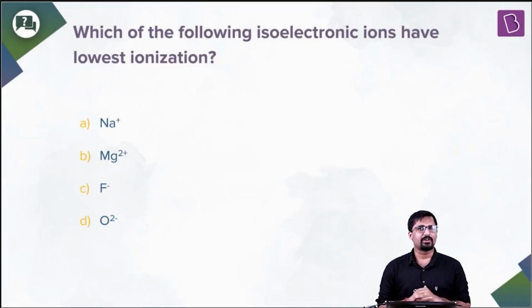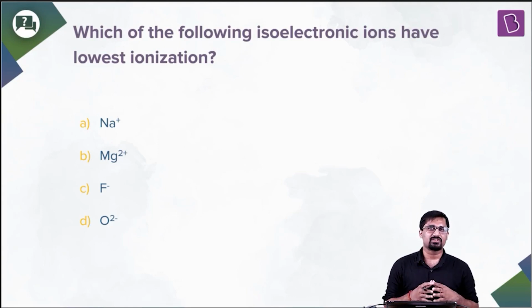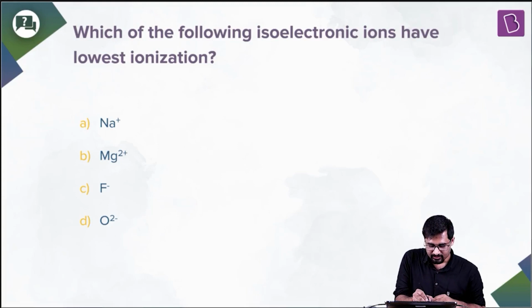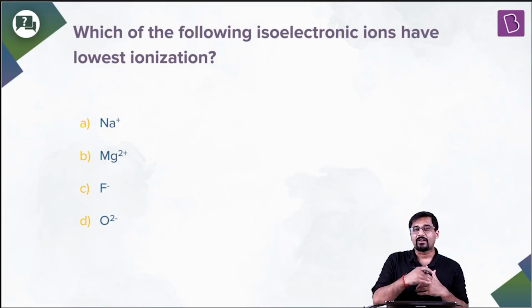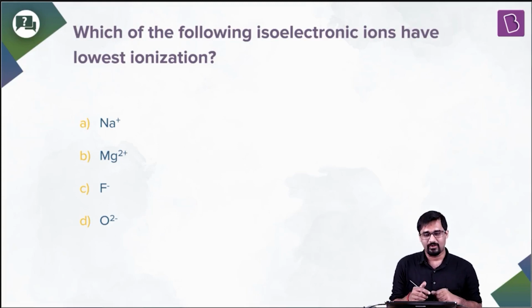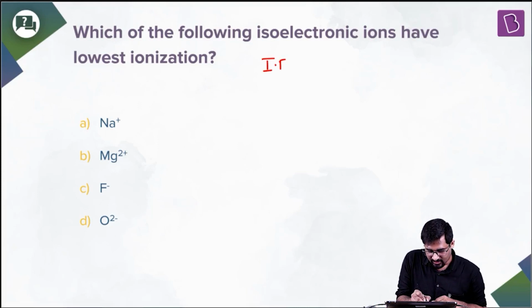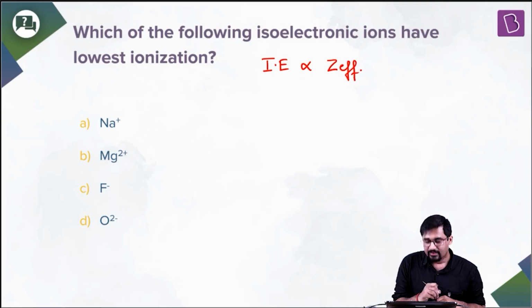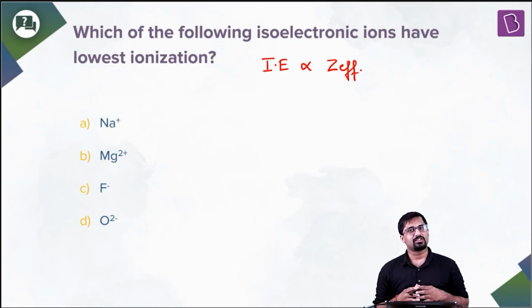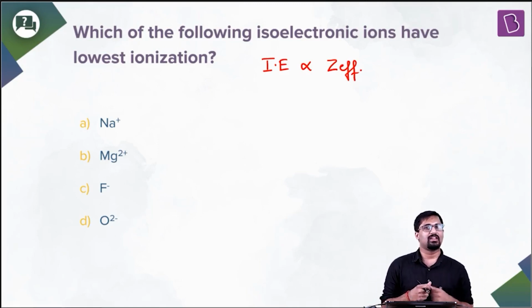Hi, let's have a look at this question. The question is, which of the following isoelectronic ions have lowest ionization energy? Very interesting question. Let me tell you how to answer. First of all, you should understand the factors on which ionization energy depends. Ionization energy is directly proportional to the effective nuclear charge. That is, the more the effective nuclear charge, the more the ionization energy.